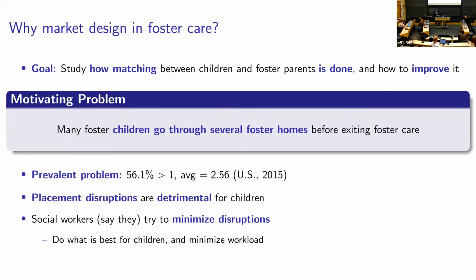For example, in 2015 in the US, on average, children went through 2.5 placements. Given that going into foster care is a disruption as it is to a child's life, experiencing a placement disruption has further detrimental effects for children. Besides caring for children, this is something that social workers care about, and they say that they try to minimize.